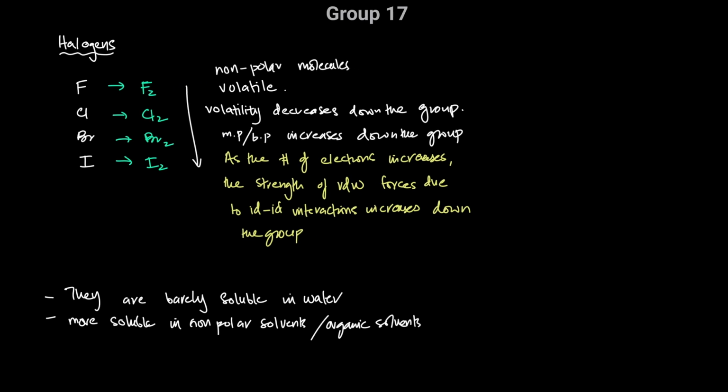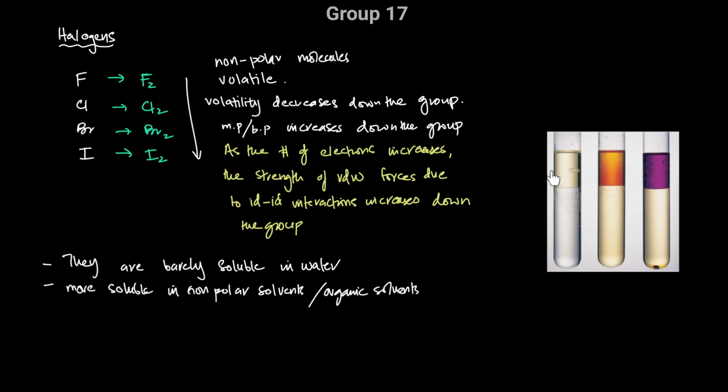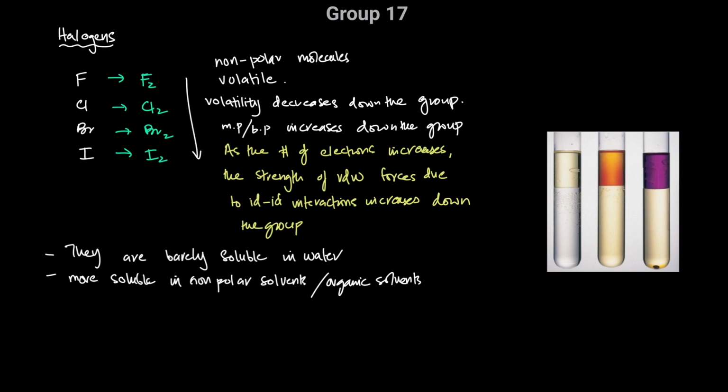If we talk about their appearance in organic solvents as well as in aqueous solution, we can look at this and see that on top we have the less dense organic solvent, and at the bottom we have the aqueous layer, with water as a solvent. We can clearly see that a lot more of the halogen is dissolved in the organic solvent. So we can talk about their appearance in aqueous solution and in non-polar organic solvents.